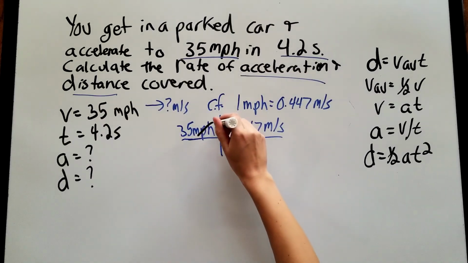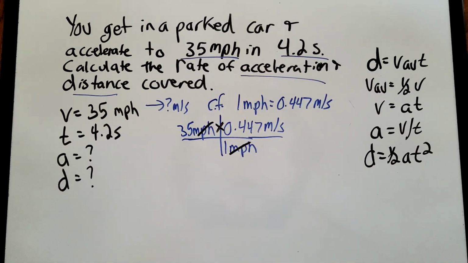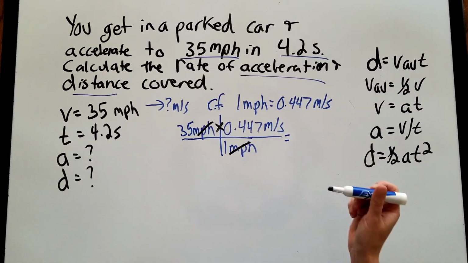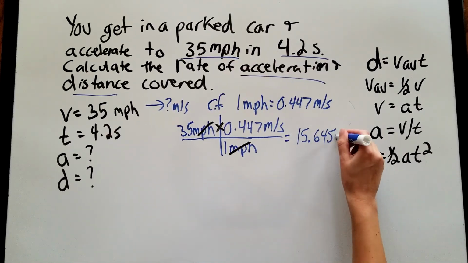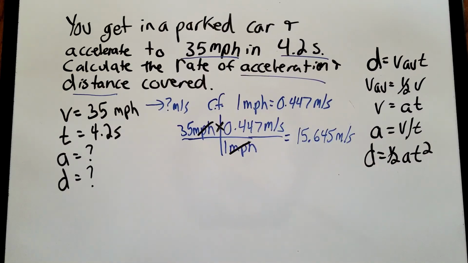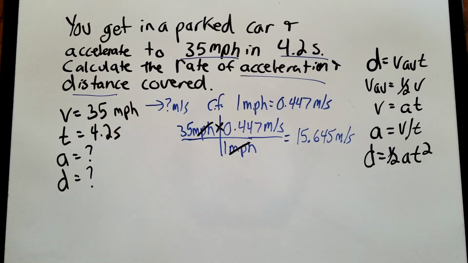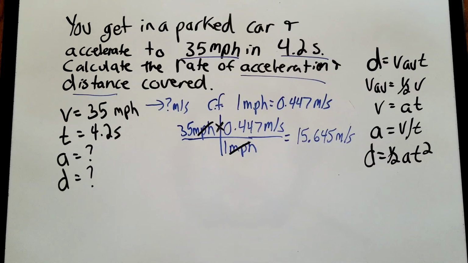So to solve, I'm going to be multiplying 35 times 0.447. When I do that, what I get is 15.645 meters per second. Notice I am not counting significant figures, because this isn't my final answer. I don't want to round to the appropriate amount of sig figs until I'm reporting my final answer. Until then, I want to keep as many digits as I can to get a more accurate final answer.